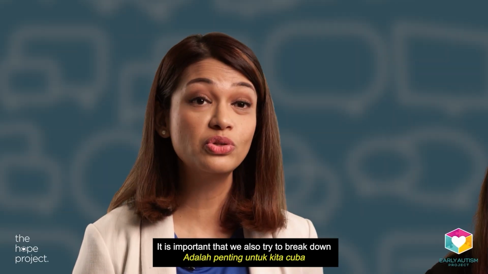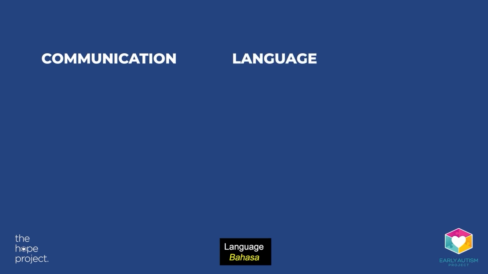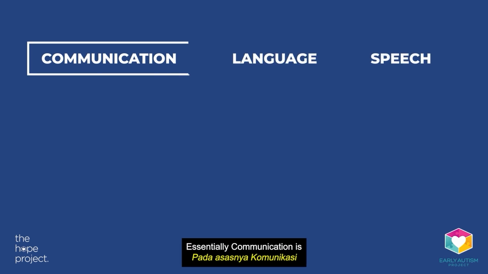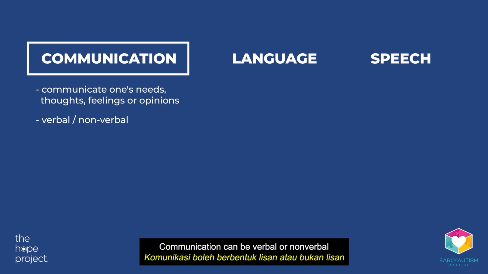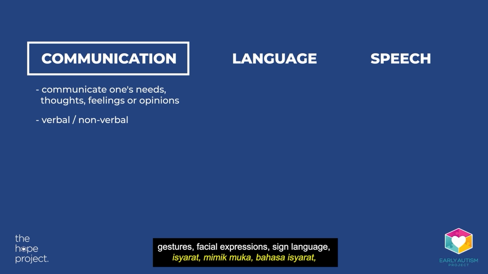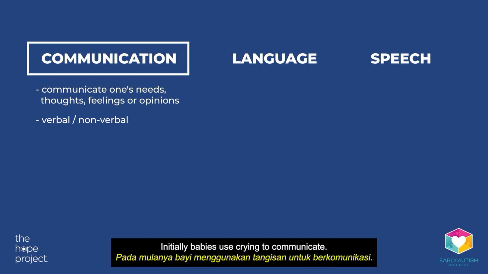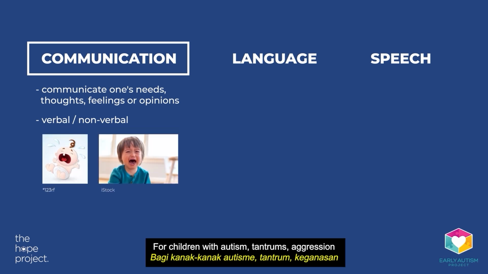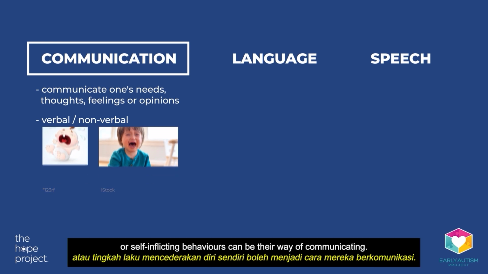It is important that we also try to break down the slight difference between communication, language, and speech. Essentially, communication is the ability to communicate firstly one's needs, then eventually thoughts, feelings, or opinions. Communication can be verbal or non-verbal, such as gestures, facial expressions, sign language, writing, emails, text messages. Initially, babies use crying to communicate. And for children with autism, sometimes tantrums, aggression, or self-inflicting behaviors can be their way of communicating.